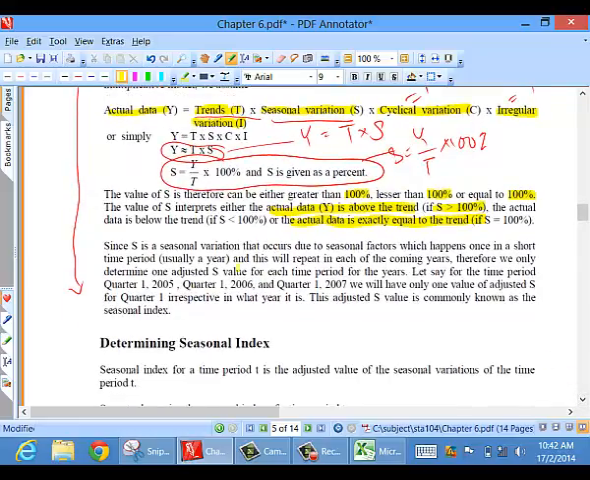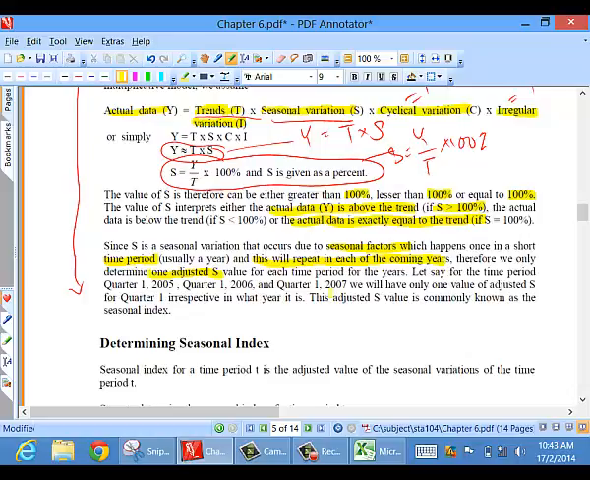Since S is a seasonal variation that occurs due to seasonal factors which happen once in a short time period. So you tahu daripada first component time series kan, I beritahu dekat you, seasonal variation is a short term movement, usually occurring within 1 year. So next year benda yang sama akan berlaku. So this will repeat in each coming year. Dia akan berulang. Therefore we only determine one adjusted S value for each time period for the year. So kita akan cari satu S value untuk setiap time period dalam satu tahun.